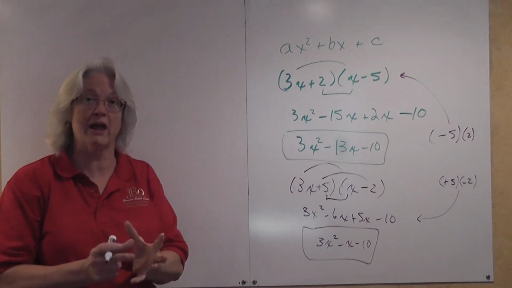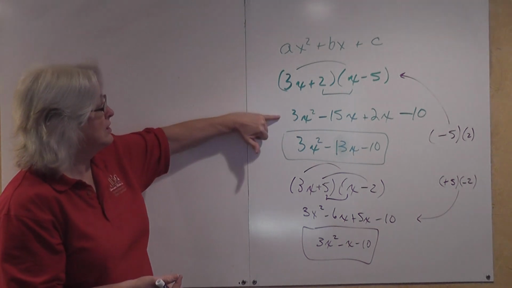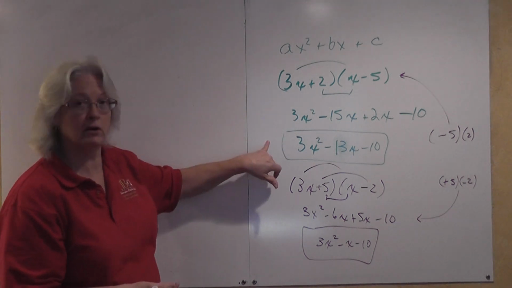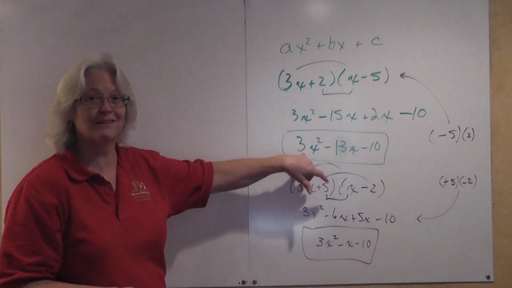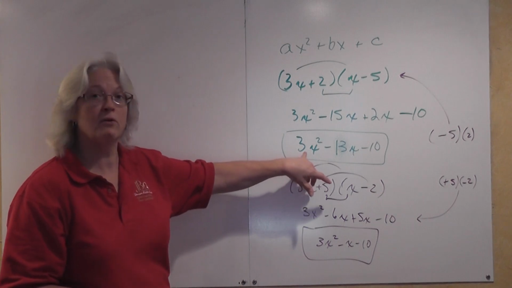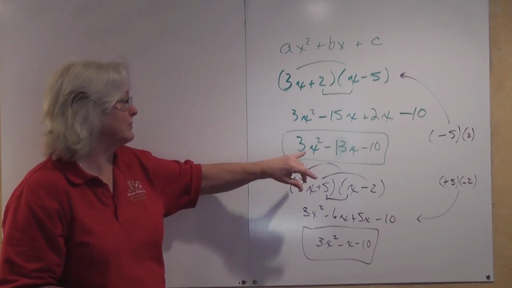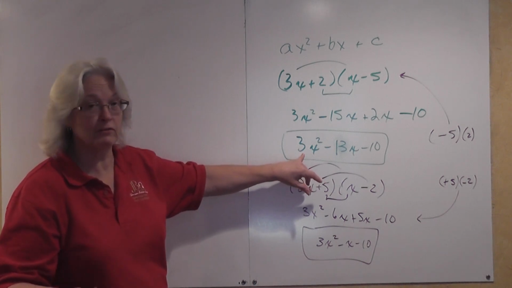And this is what we're going to have to be dealing with when we try to factor trinomials. When we try to factor a trinomial where the first number, what we call the leading coefficient, is greater than 1, where it's 2, 3, 4, or negative 1, negative 2.